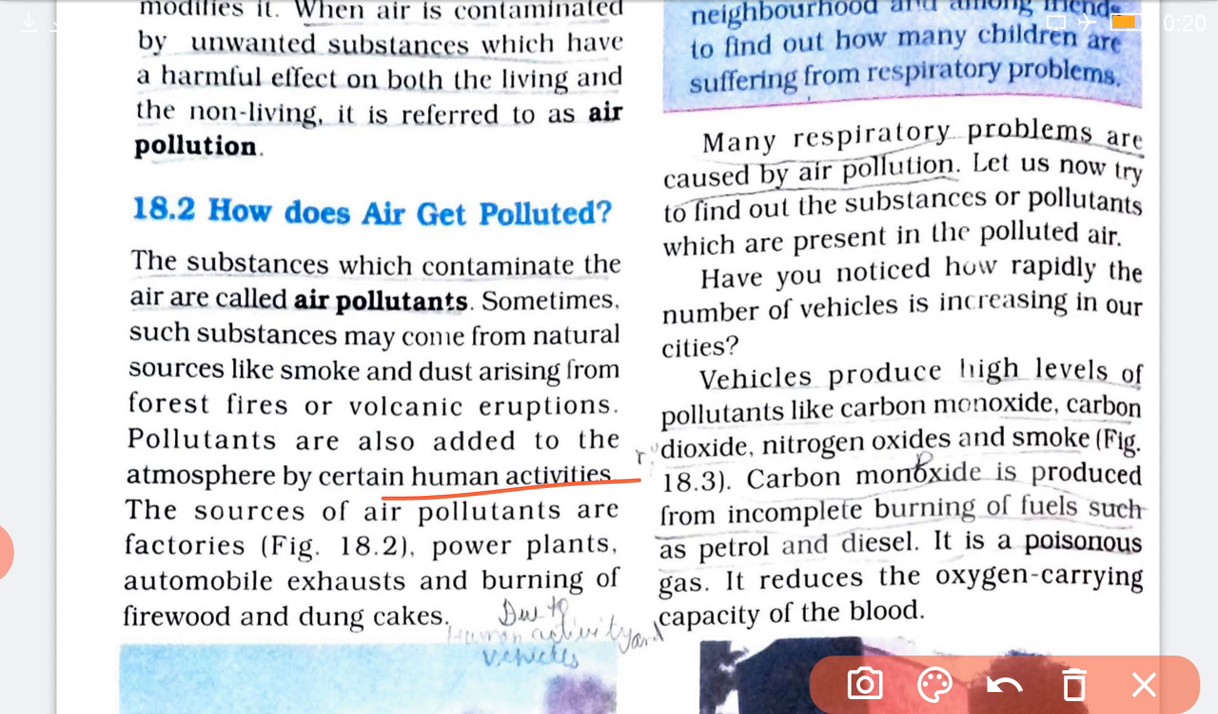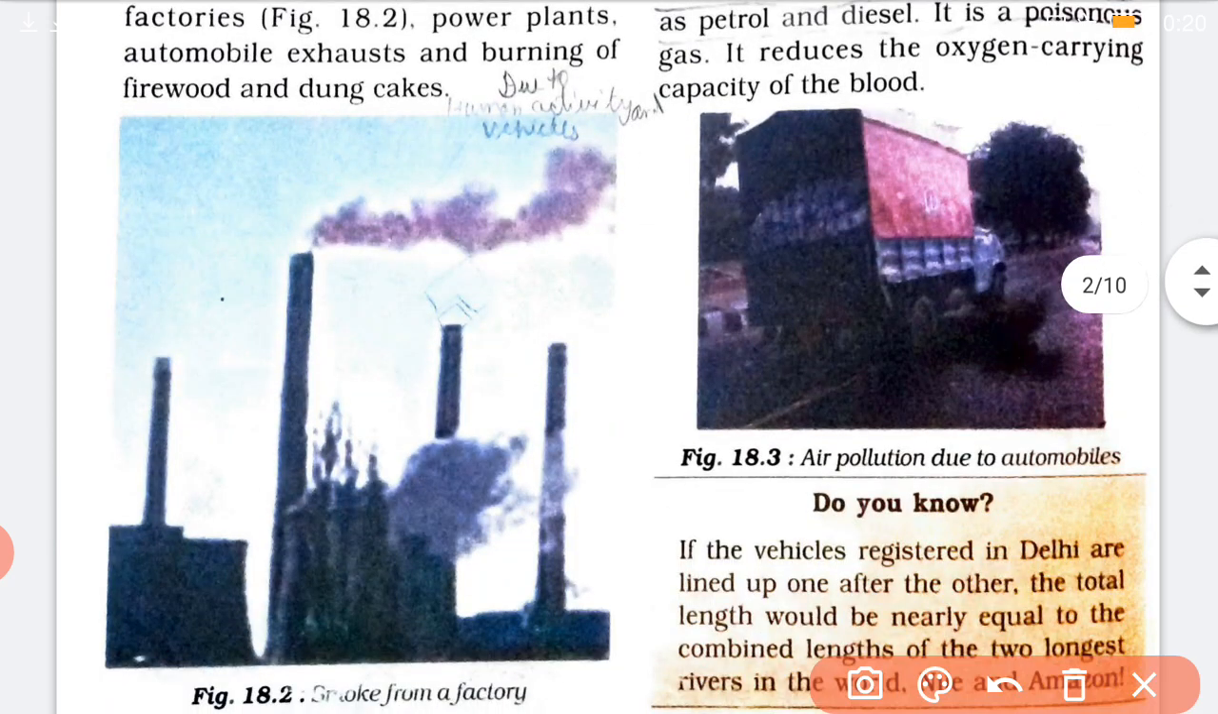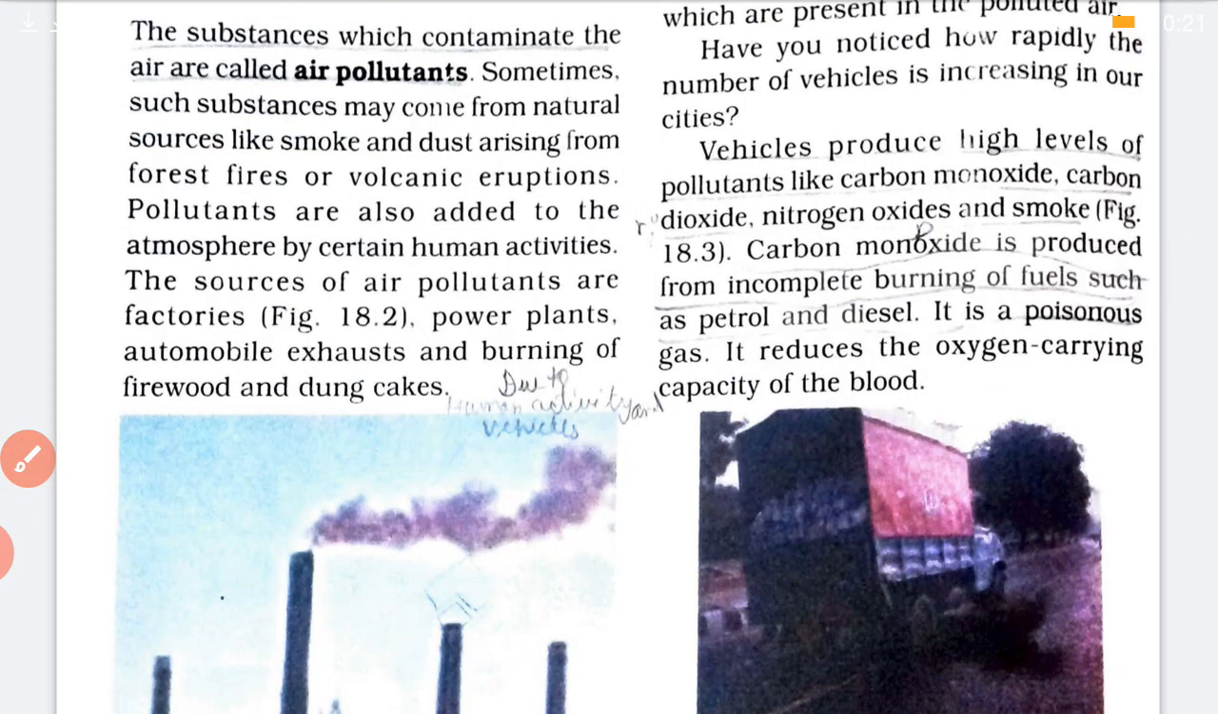So what are the human activities which are causing air pollution? Like we are burning wood, we are burning dung cake. When these things are burned, they produce smoke which mixes with the air and the air gets polluted. Then there are factories which are releasing smoke into the air. This is also one of the major causes of pollution. Then vehicles which are not in proper condition also emit smoke. This smoke also mixes with the air and the air gets polluted. So these are a few ways by which air is getting polluted.